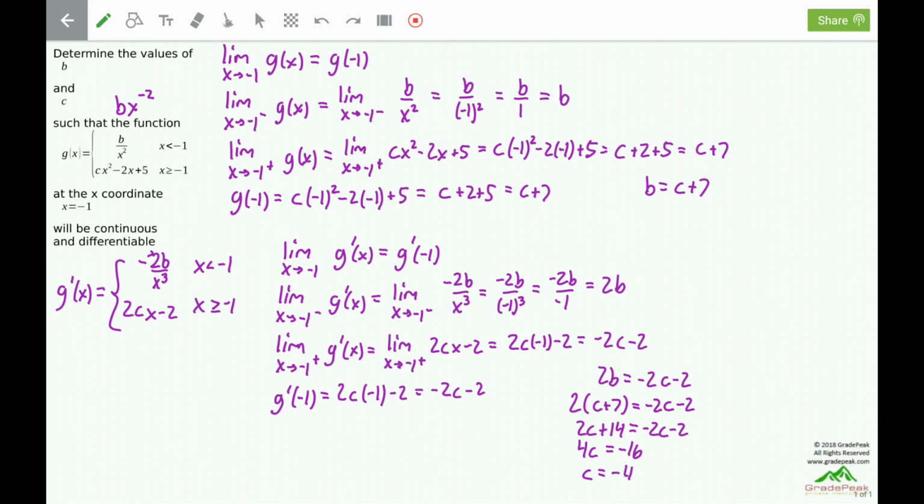Now that we have the c figured out, we can take this result of c and plug it back in up here to find b. b will be negative 4 plus 7. Negative 4 plus 7 comes out to 3. And there's your b and c values.